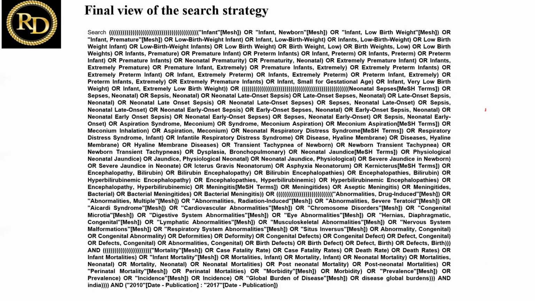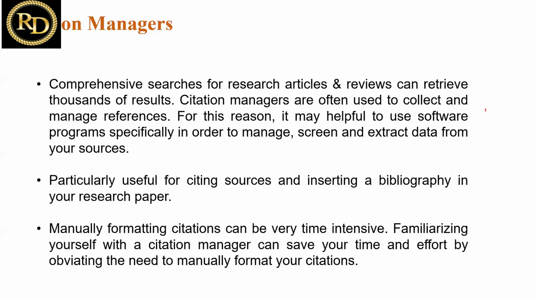Now coming to the citation managers. After completing the search in different databases, we'll get a different number of search hits from different databases. Like in PubMed, we are getting 881, and in Embase, we are getting 700. In Scopus, we are getting 900. Now we have to bring all these studies into one place.